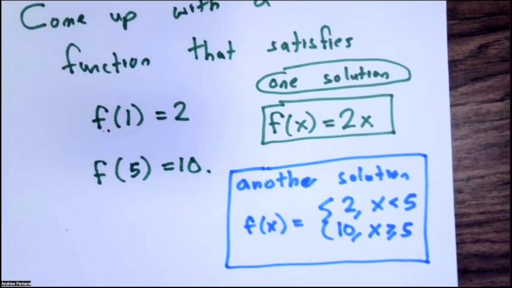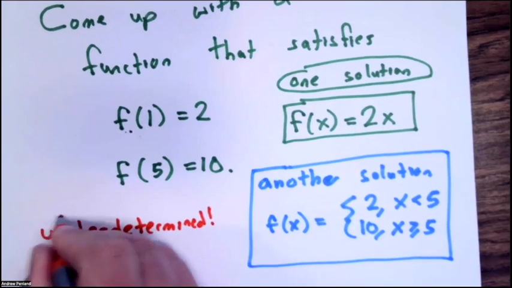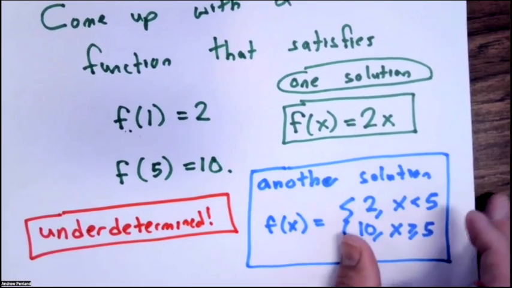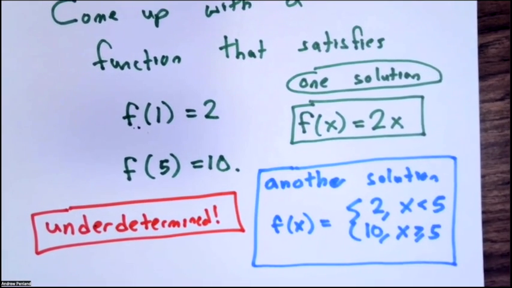This is what's called an underdetermined problem. And the reason it's called underdetermined is you don't have enough information to say there's only one solution. Now, that doesn't mean it's a bad problem. It's just that you know at the outset that there are many different possibilities.